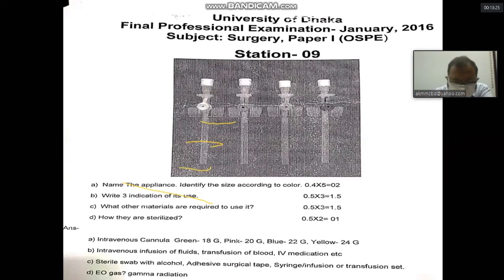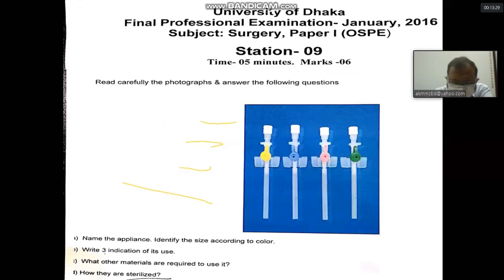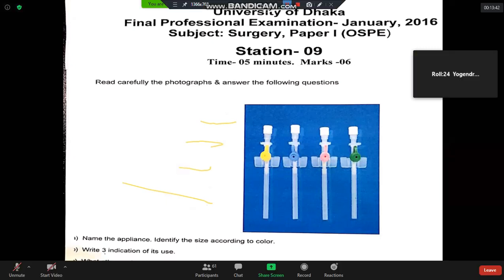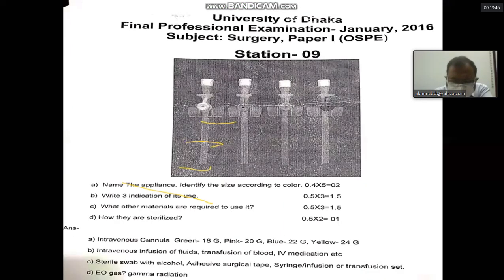Next question is, write 3 indications of its use. What is the indication of intravenous cannula? For giving intravenous fluid, intravenous medications, and transfusion of blood.